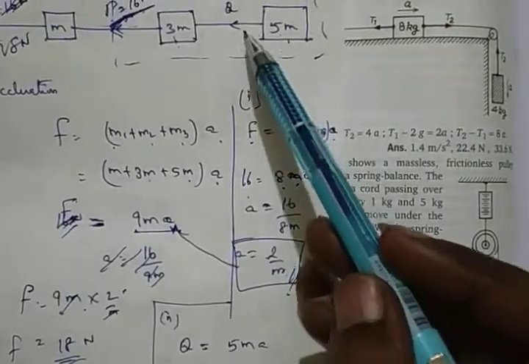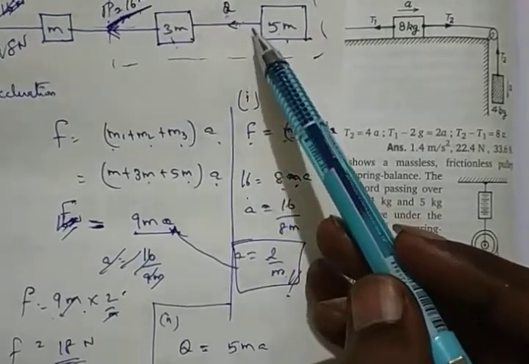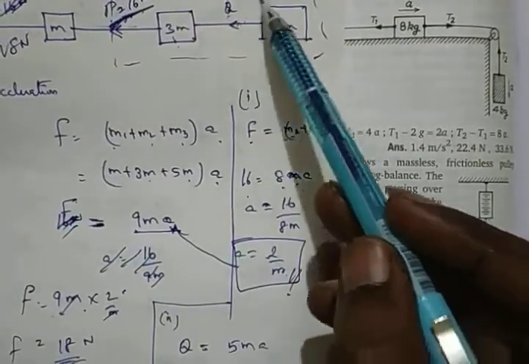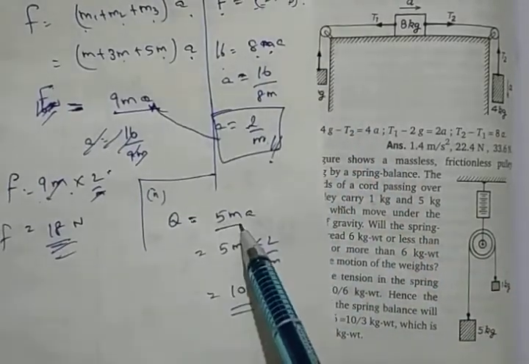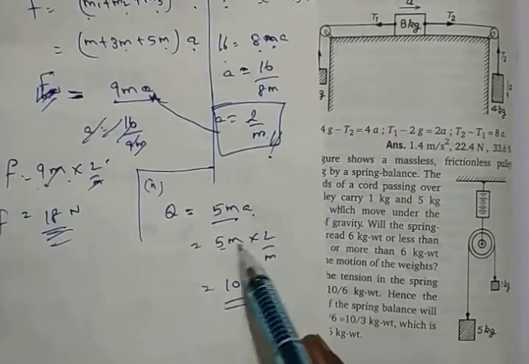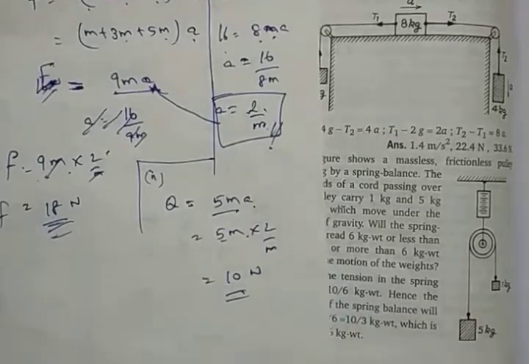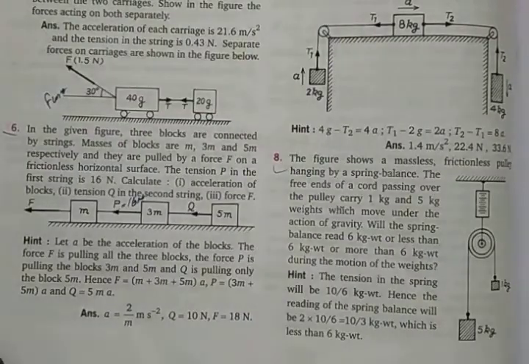Now what is asked? What is Q? Q is going to be equal to, only this is being pulled. So it is going to be equal to 5m into A. So 5m into A is already there, and you will get 10 newtons. Quite simple question. Going forward to the next question here.